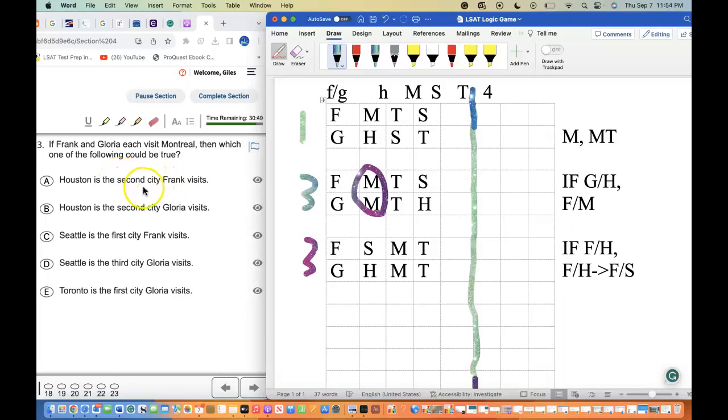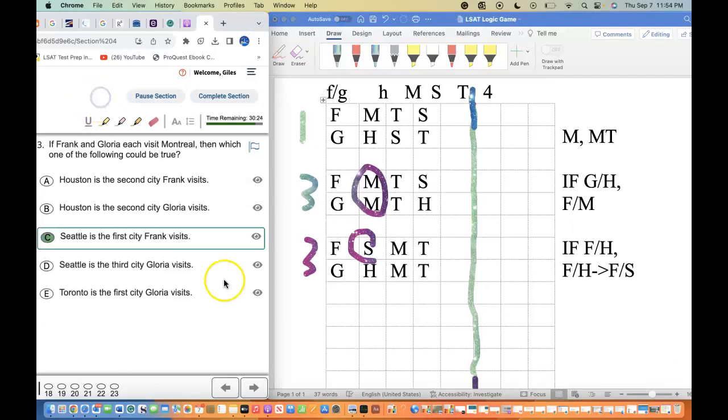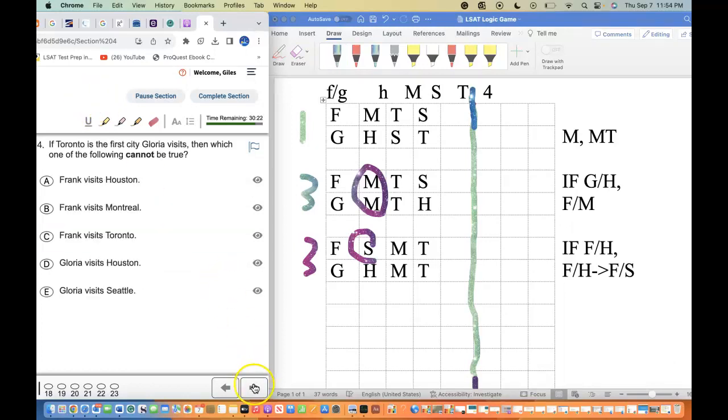Let's see which one could be true. Houston is the second city visited by Frank. I don't see that to be true. Houston is the second city visited by Gloria. I also don't see that. Seattle is the first city visited by Frank. I do see that as possibly being true. Seattle is the third city visited by Gloria, no. Toronto is the first city visited by Gloria, no. So question 3 we have C, which is going to be correct.